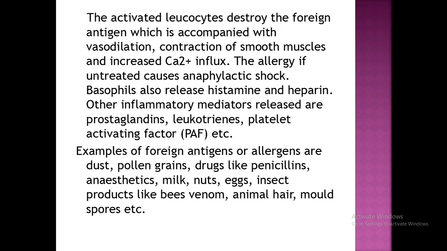Basophils also release histamine and heparin. Other inflammatory mediators released are prostaglandins, leukotrienes, platelet activating factor, PAF, etc. Examples of foreign antigens or allergens are dust, pollen grains, drugs like penicillins, anesthetics, milk, nuts, eggs, insect products like bee venom, animal hair, mold spores, etc.